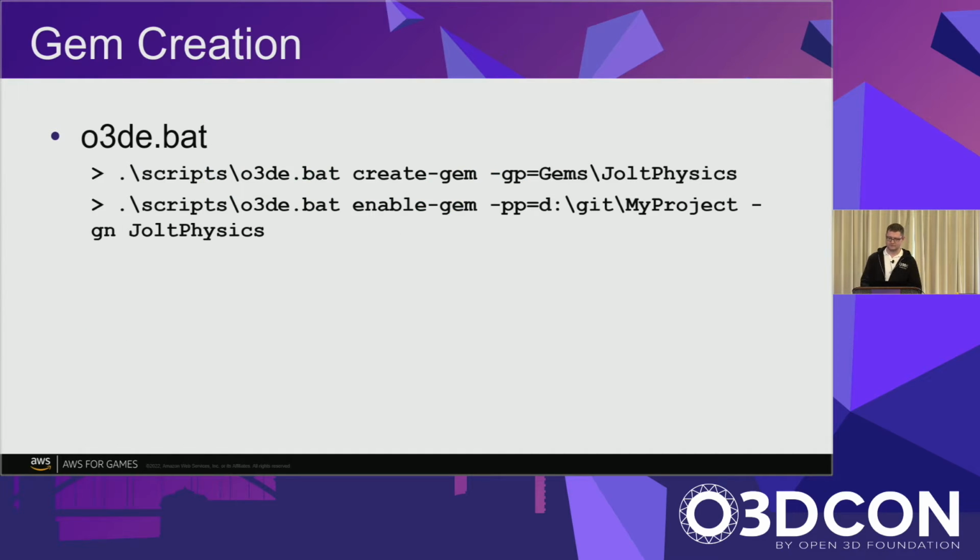First of all, we need to create a gem, and we'll be using the O3DE script for that. You can also use Project Manager, but I did it through the command line. You'll use commands like create gem with a gem path, and then enable gem in your project.